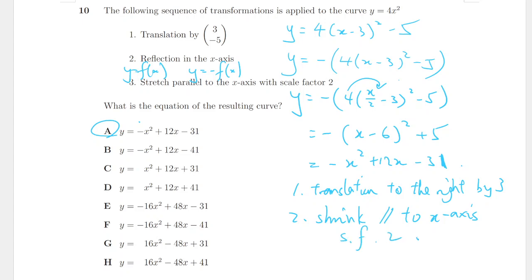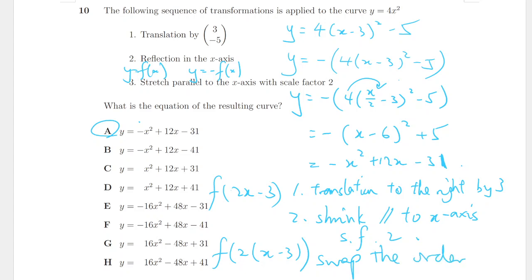So if I do this in this order, then what do I get? I get f of 2x minus 3 at the end. But if I swap the order, if I do the shrink first and then translate to the right by 3, then it's a different story. If I swap the order, it becomes f of 2 brackets x minus 3. So make sure you're careful if you swap the order.